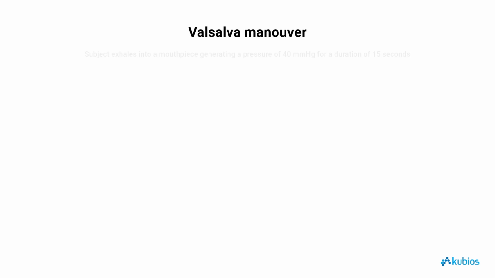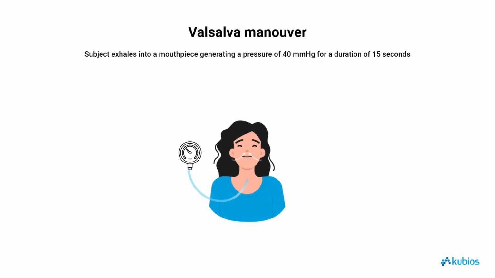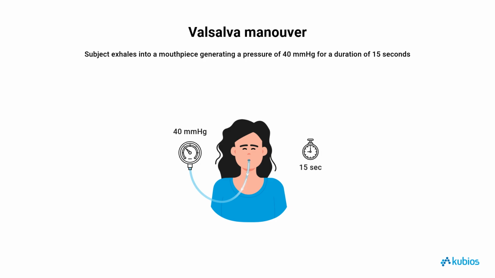Okay, let's begin our examination of ANS function tests with the Valsalva maneuver by exploring its characteristic heart rate response and its connection to overall autonomic nervous system function. The Valsalva maneuver involves the subject performing a forced exhalation against a closed airway, typically into a mouthpiece, to generate a sustained pressure of 40 millimeters of mercury for 15 seconds. This controlled maneuver provides valuable insights into autonomic nervous system function by allowing us to observe the characteristic heart rate response during and following the pressure phase.